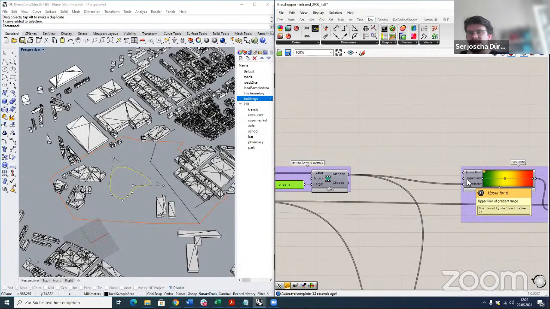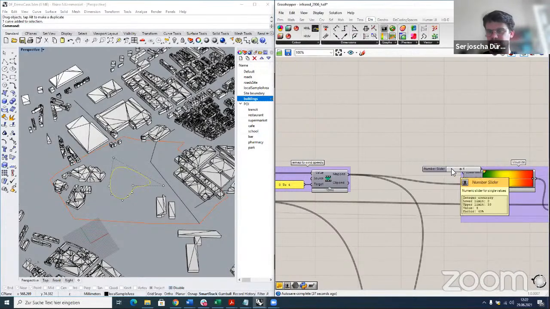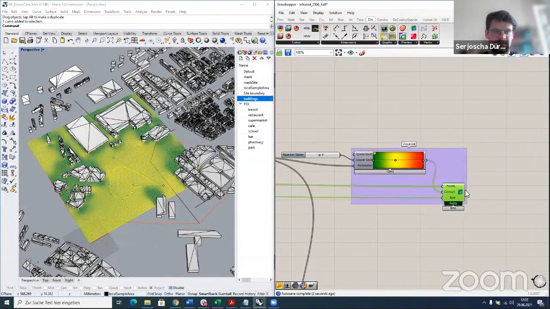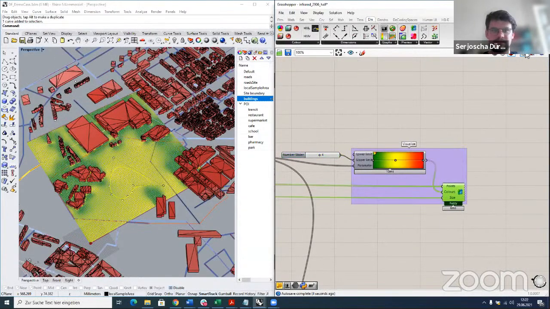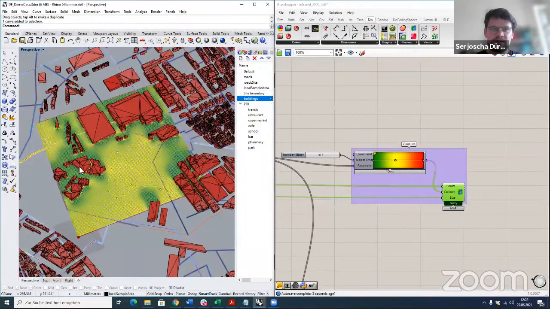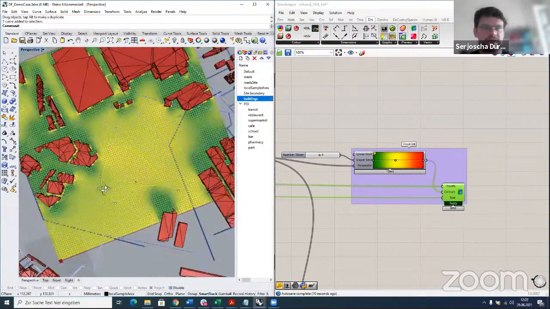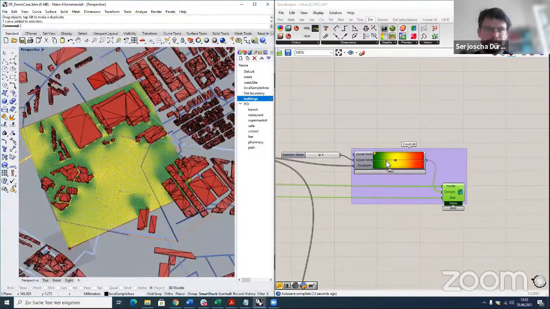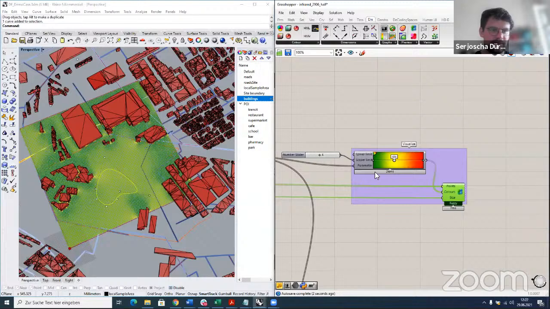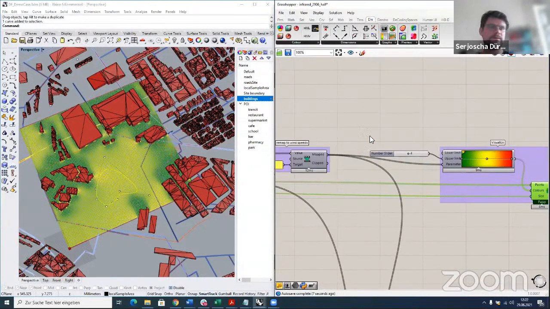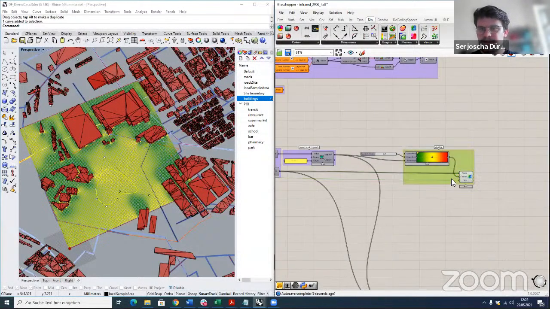We can also adjust the upper value so it's more clear what's going on here. So if you put this to 4, you see a bit more visually clear what's going on. You can also create your legend in Grasshopper and so on and so forth. Play around with this a bit. Of course, because it's a low wind speed day, the overall wind speed is quite low. So this is kind of a visualization, this part.